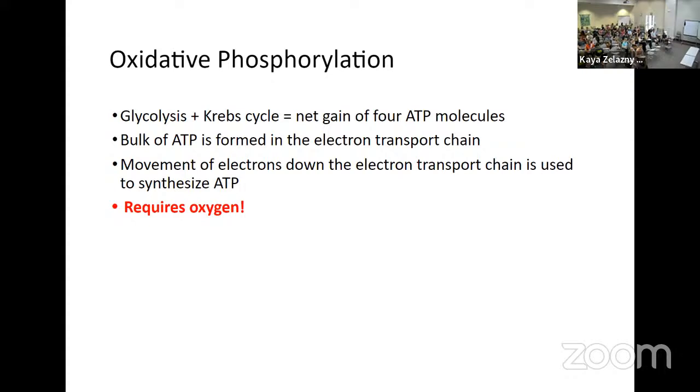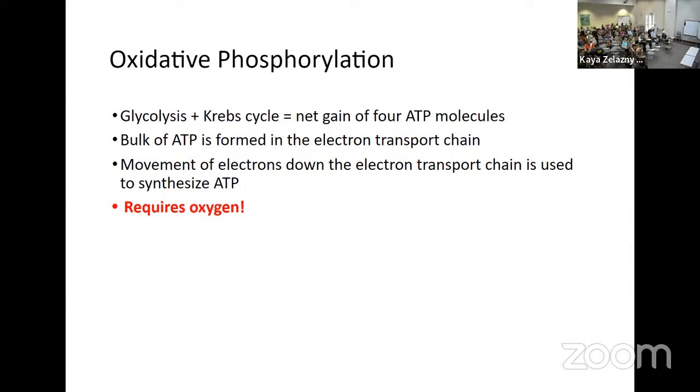Aerobic cellular respiration makes a lot more ATP than that, right? So we're ballparking somewhere in the 30-ish range. Most of that ATP is being produced by the electron transport chain through this process of oxidative phosphorylation.